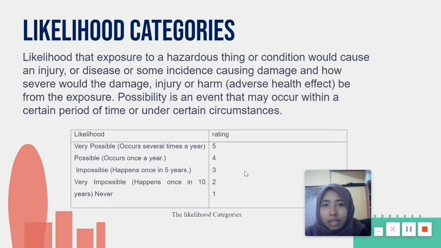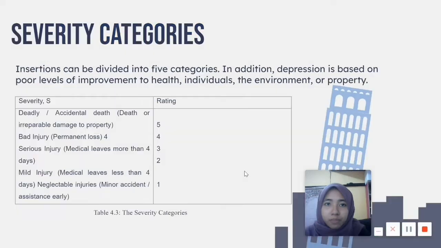Then the likelihood category. The likelihood category covers the expected hazard or condition that will cause injuries. There are 5 ratings we can give. First, the rating of 5 is very possible. Rating 4 is possible. Rating 3 is impossible. Rating 2 is very impossible, and rating 1 is never.